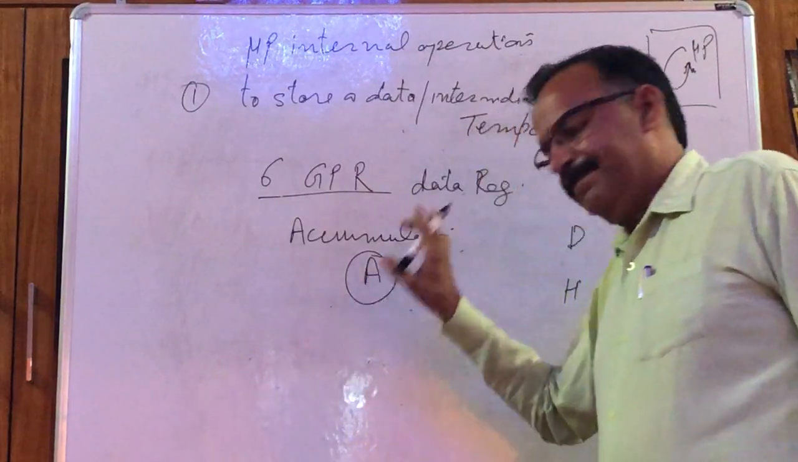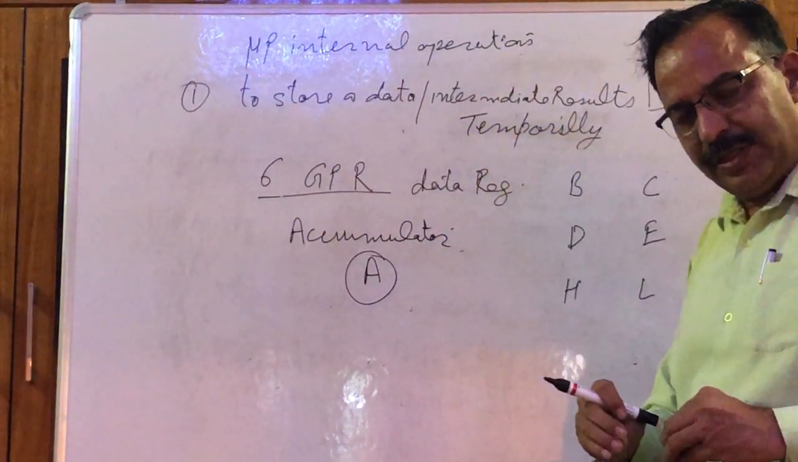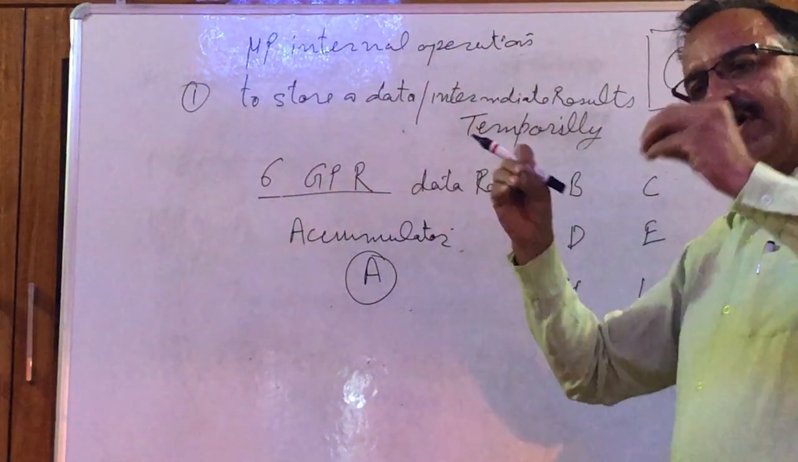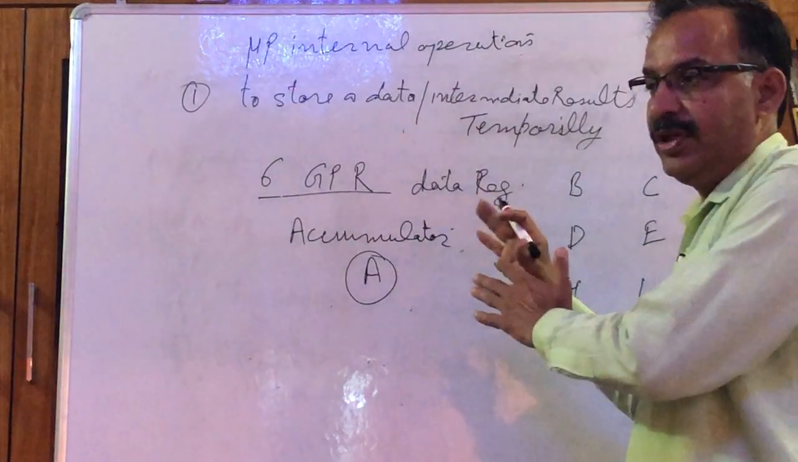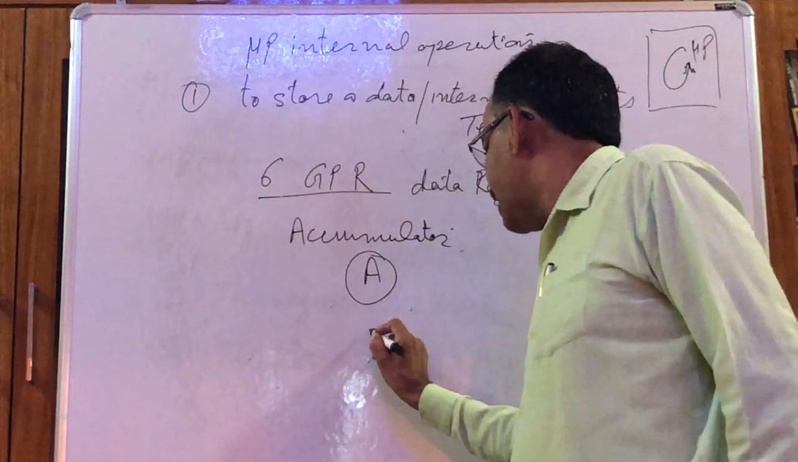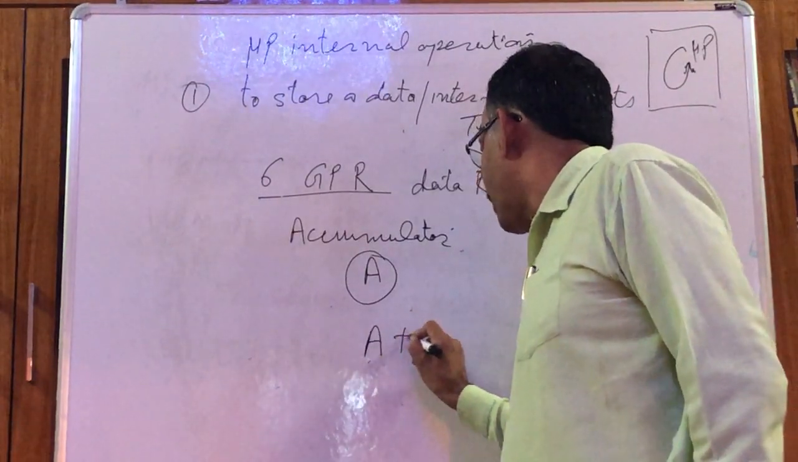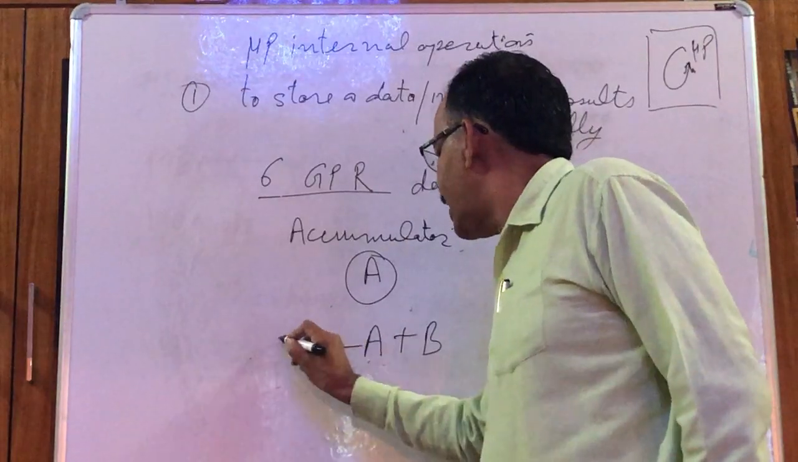After the arithmetic operation or the logical operation, the result will be available in accumulator. We need not say where the result will go. It will automatically go to the accumulator. That means if you are adding A with B, then the result will always be in A.